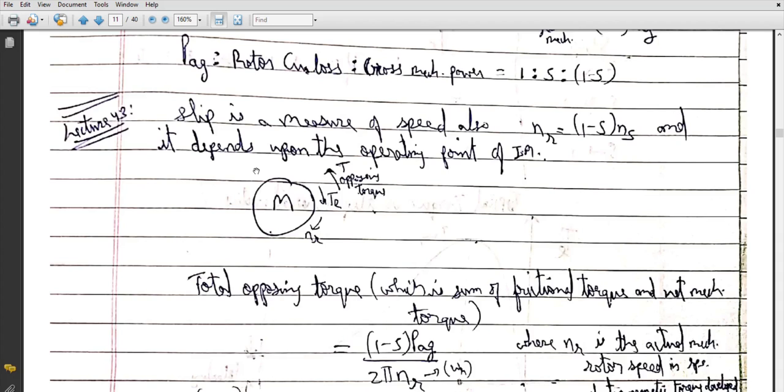First of all, we'll derive the expression for electromagnetic torque. Thereafter, we'll move towards your torque slip characteristics.